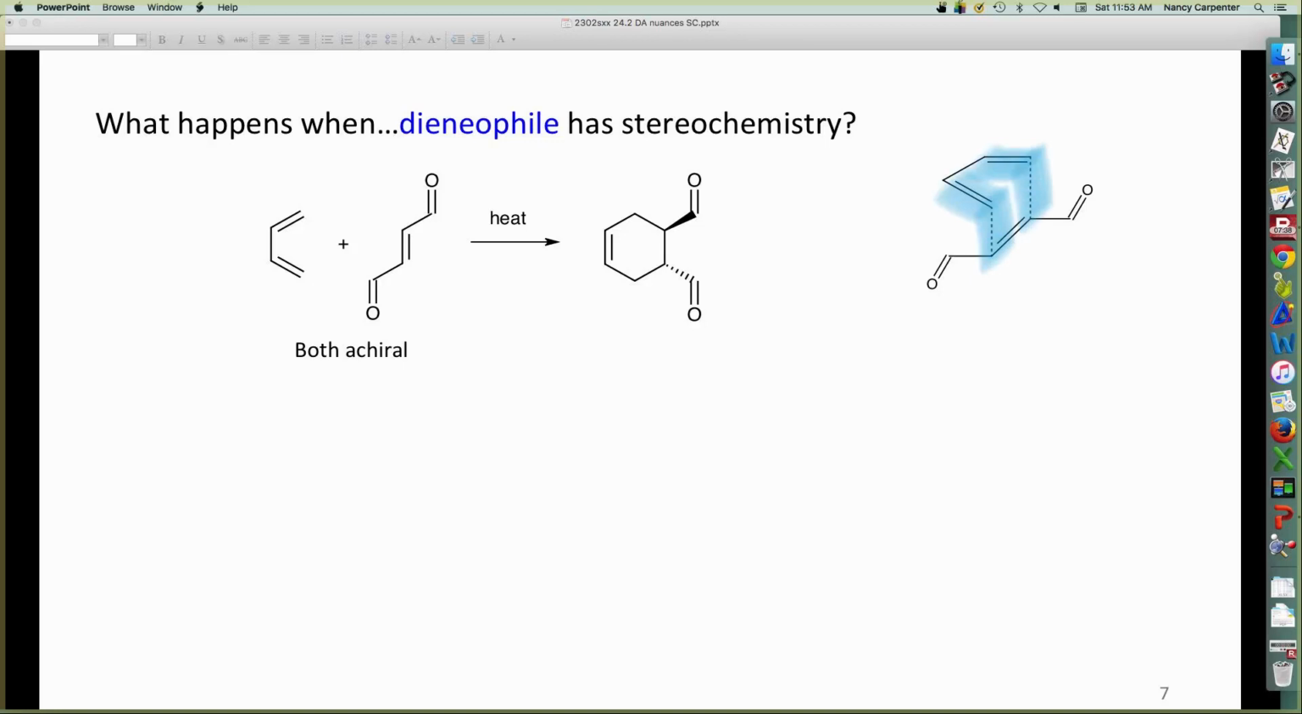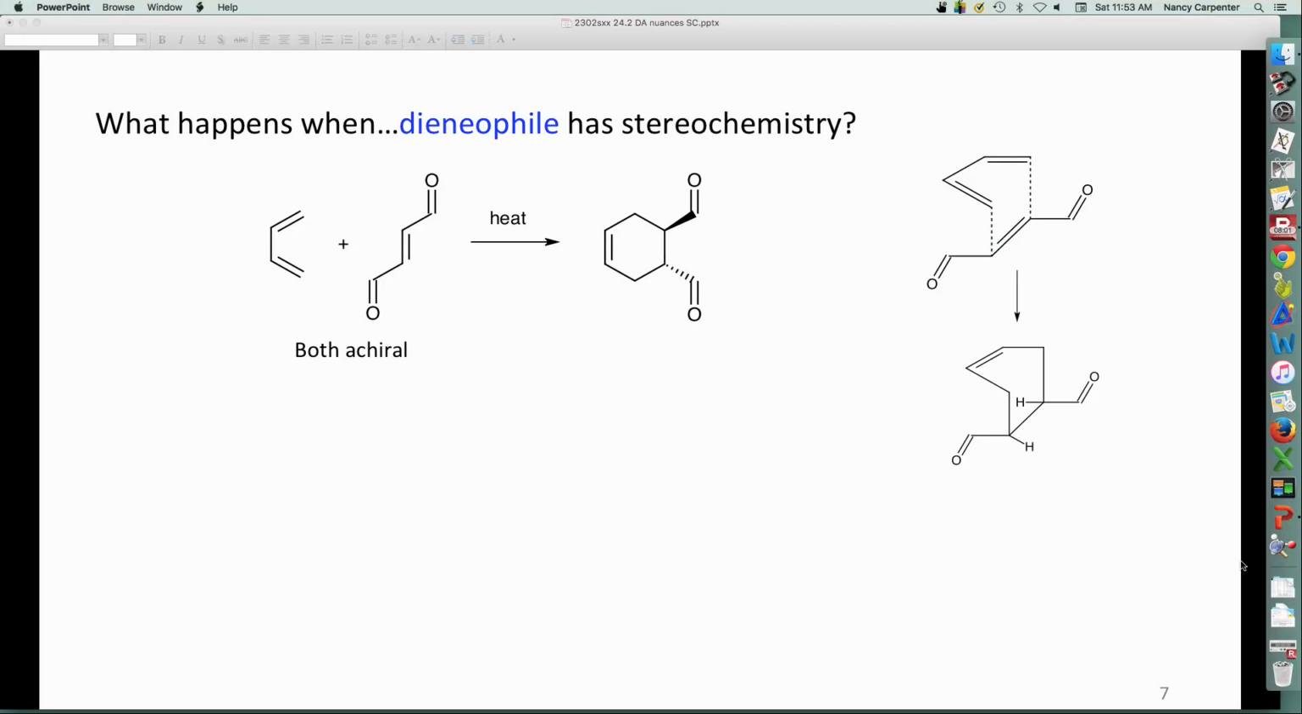And why would that be? Well, that would be because, of course, we need to have these orbitals overlapping. So, as my diene and dienophile overlap, they form our new bond. Here's our cyclohexene.